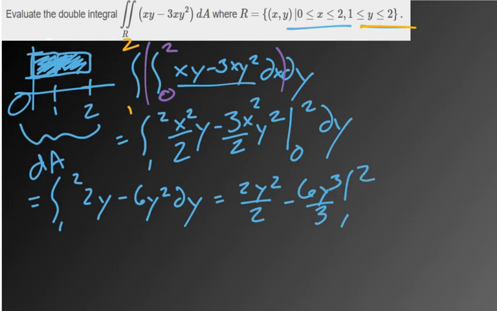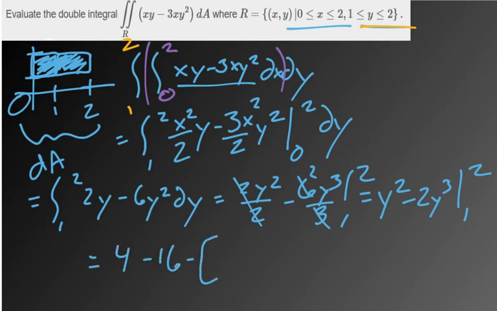And then if you evaluate, I guess we can simplify this a little bit here. So we would really get y squared minus 2y cubed, and we're going to evaluate that from 1 to 2. So basically it's like 4 minus 16 minus 1 minus 2, which is negative 11. And that's it. So it's really just doing two integrals back to back, kind of nested, I guess, is really how you should look at it.